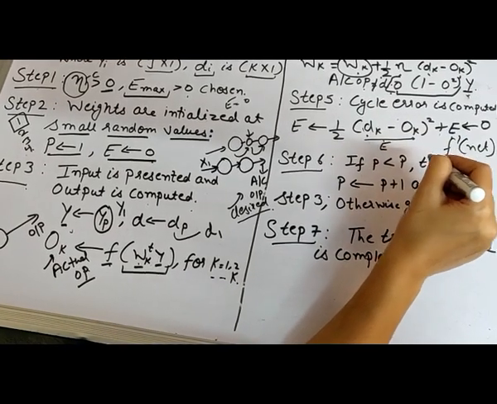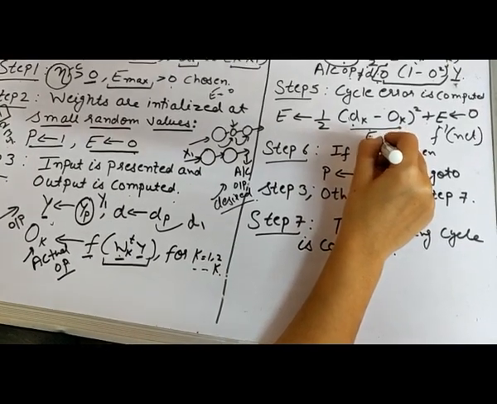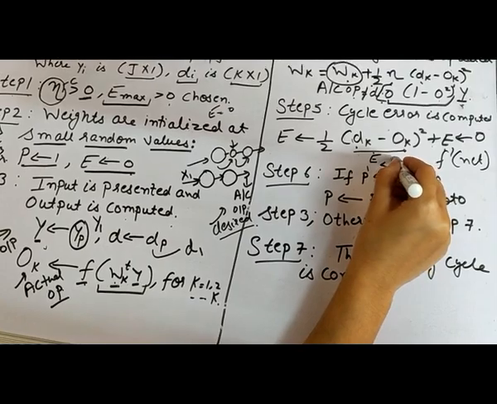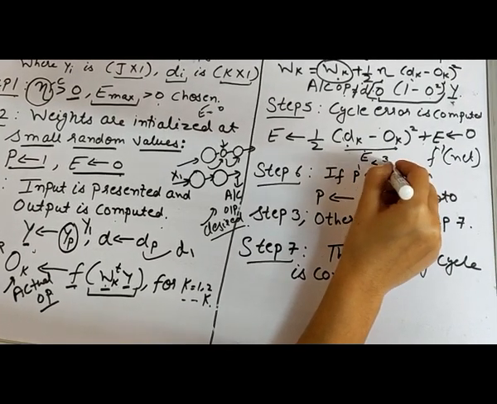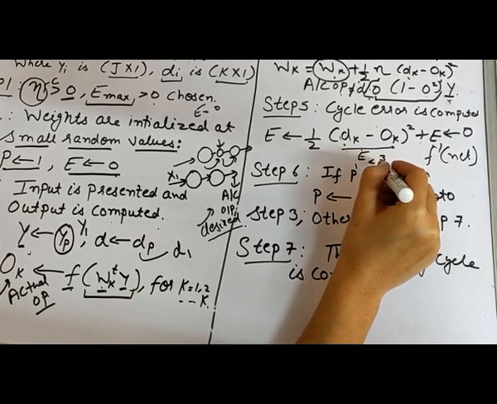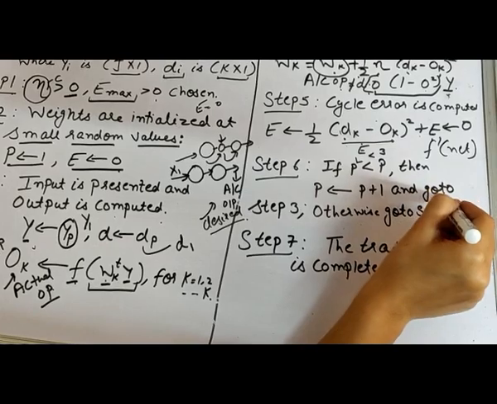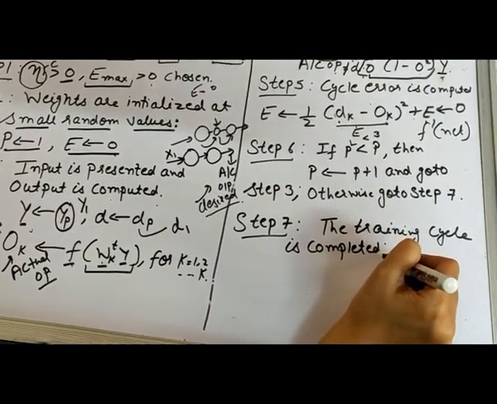Otherwise we can take the value of that error generated by the layer. Then you have to check, supposing we have started from 1, how many pairs are still pending. If the total number of pairs is 3, then 2 pairs are still pending after completing this first pair. So you can go ahead and increase the cycle, otherwise you can go to step number 7, which is the end of the training cycle.